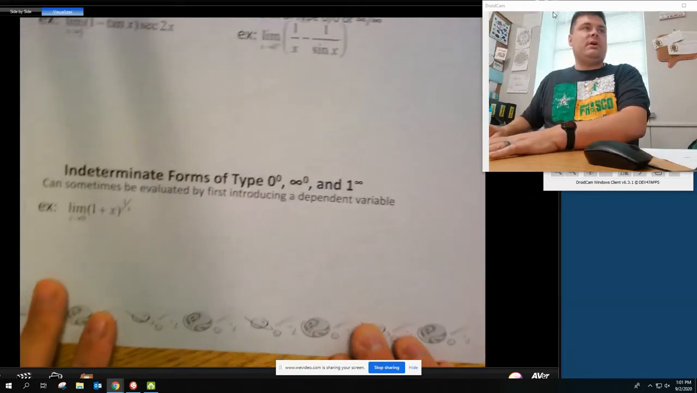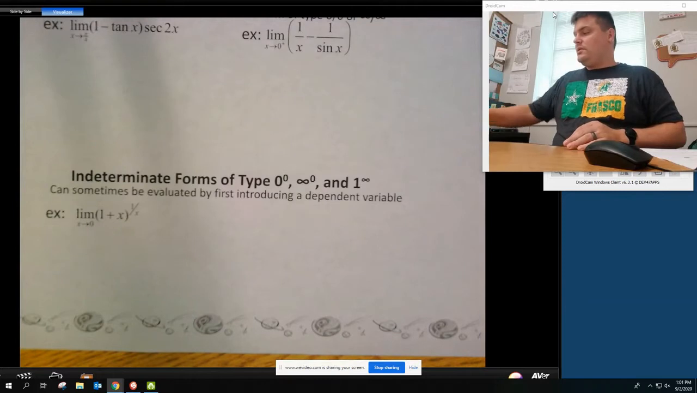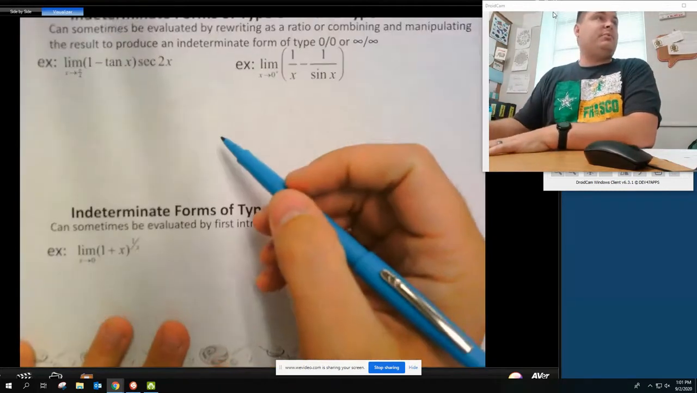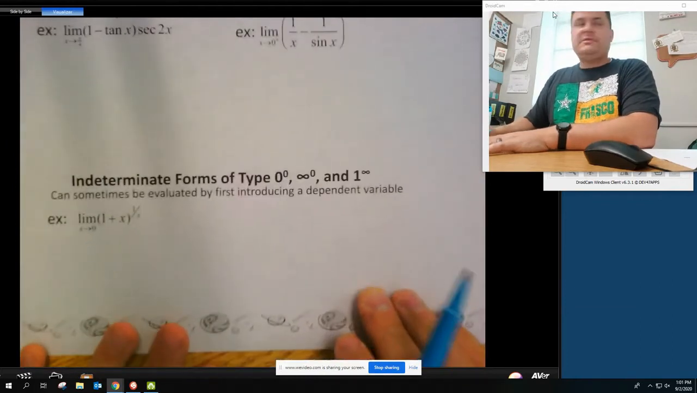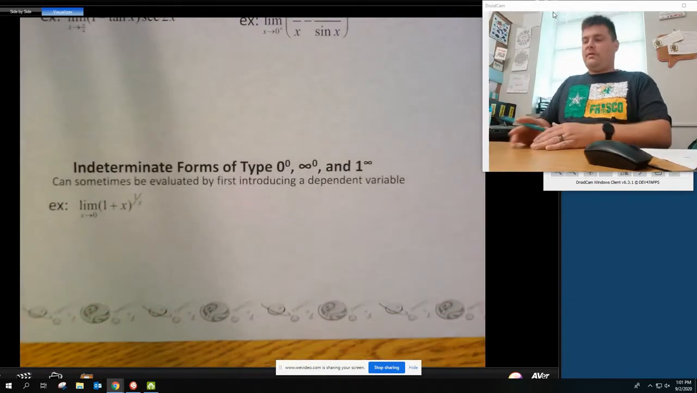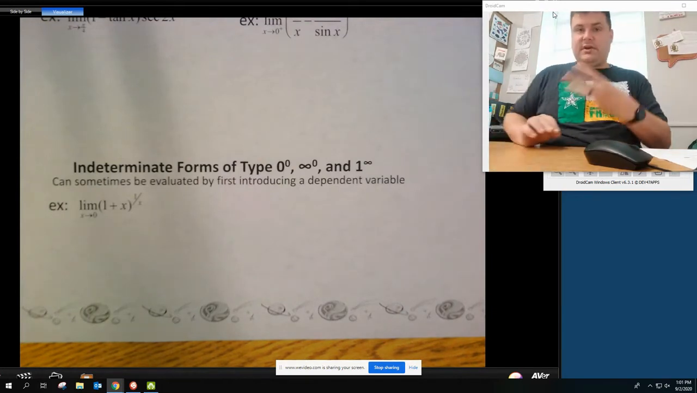Welcome to our day 2 of L'Hopital's rule. What we have done previously in day 1 is we finished this section above here with those forms, and now we're going to be doing the third form of L'Hopital. So L'Hopital has 3 different types of forms.